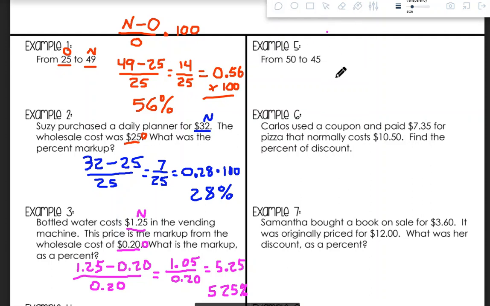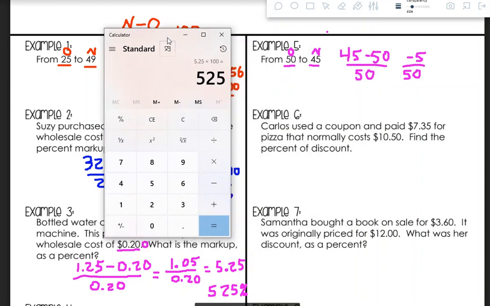Okay, so percent decrease, we do the exact same thing. We got to figure out what's our old and what's our new, and we do new minus old divided by old. All right, so I went from 50 to 45. So 50 is my old, 45 is my new. So new minus old divided by old. 45 minus 50 will give me -5. -5 divided by 50. Well, I don't know what that is, but thankfully I can use a calculator. So I can do 5 negative divided by 50, and I get -0.1.